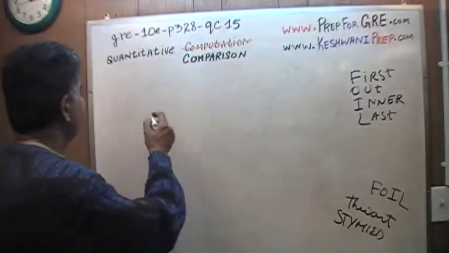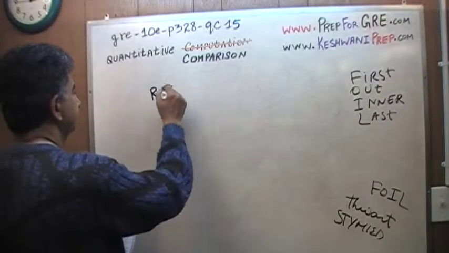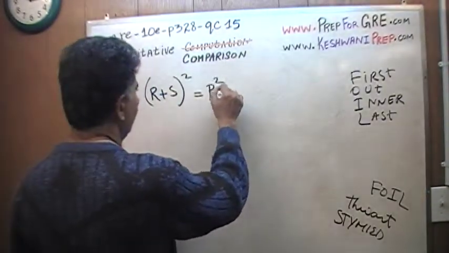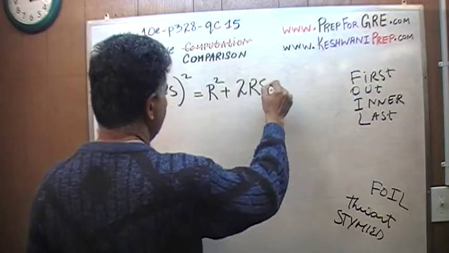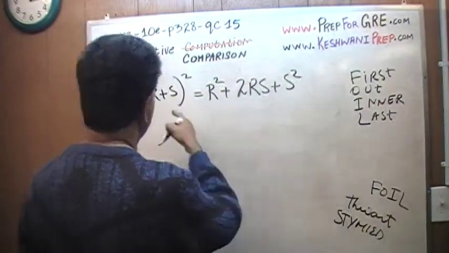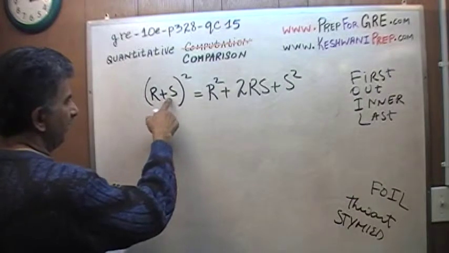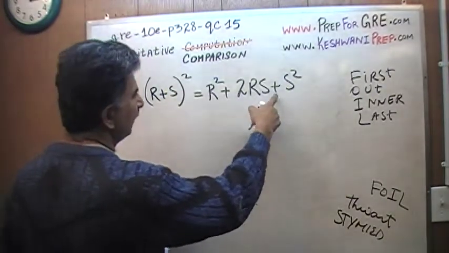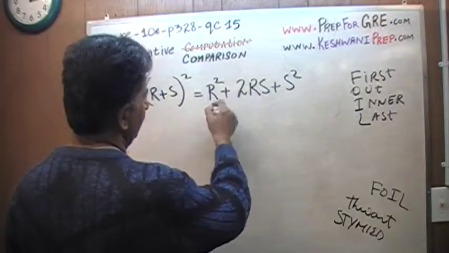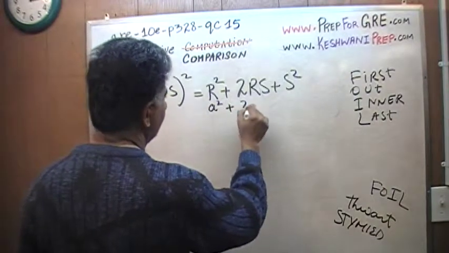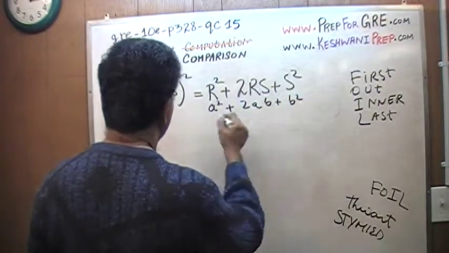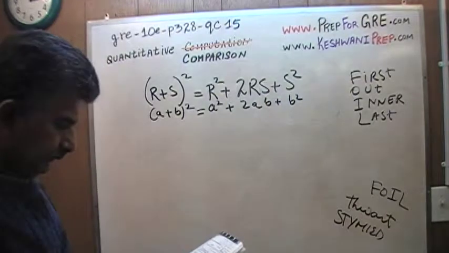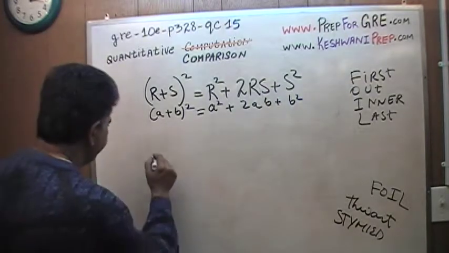So (R plus S) whole squared would equal R squared plus 2 times R times S plus S squared, just like before. Before we had A and B. Instead of A and B, we have R and S. (A plus B) whole squared would have been A squared plus 2AB plus B squared. You see? So that's what they have in the first column.